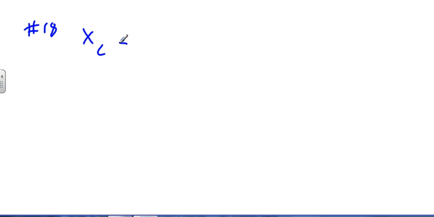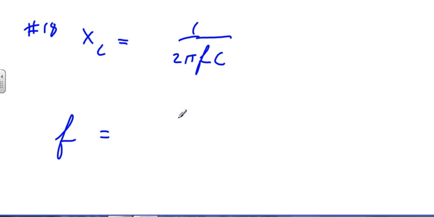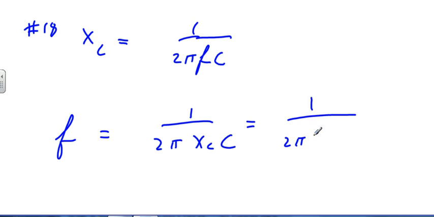X sub c is 1 over 2 pi fc. So the capacitive reactance is 1 over 2 pi fc, and we want to solve for frequency. So frequency is going to be 1 over 2 pi x sub c c. 1 over 2 pi, 1,000, 1 k ohms, and 2.65 times 10 to the minus 6.